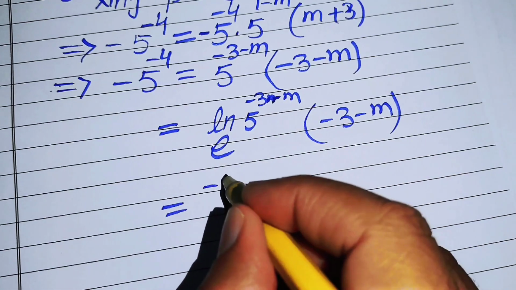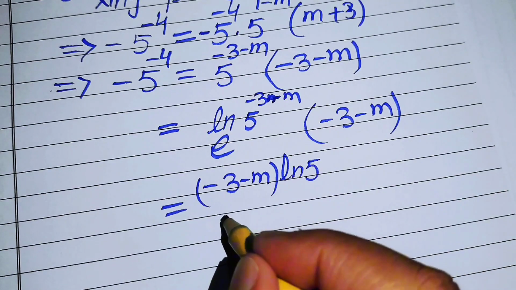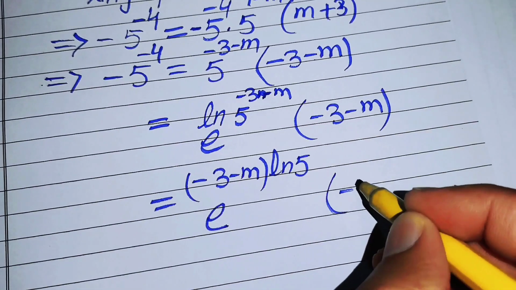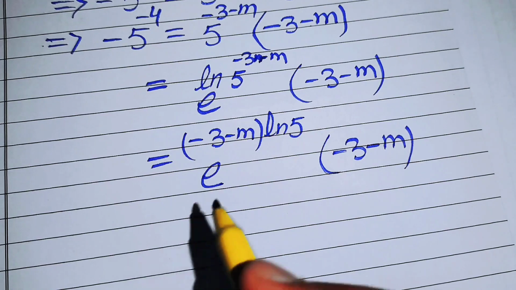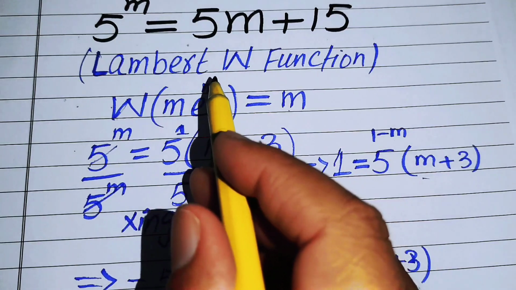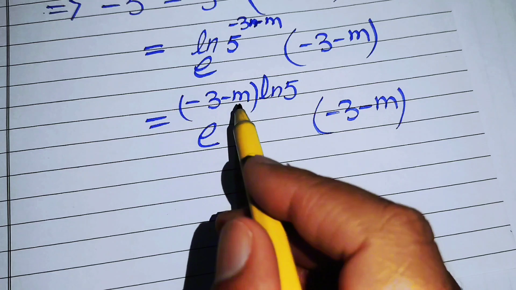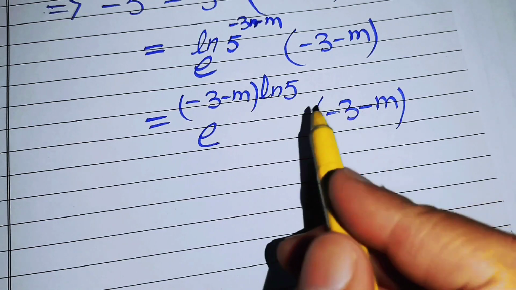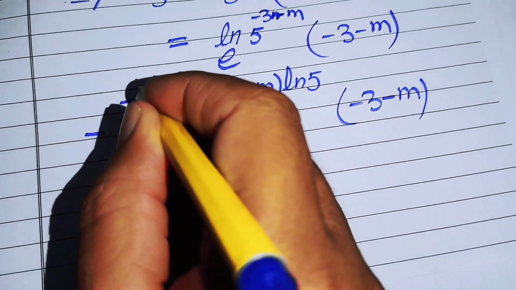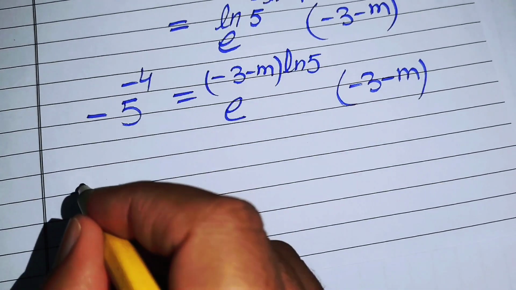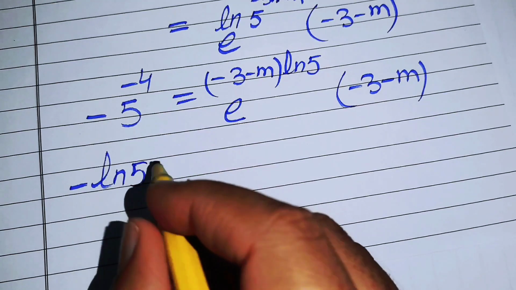Here we will use the nice property of logarithm, so that the exponent of 5 will come into the log. So we write minus 3 minus m times log 5, and this base is e, into minus 3 minus m. So in the next step we will just make the Lambert W form. So here we get the exponent of e multiplied by m. Now we need to make log 5 in front of the minus 3 minus m factor, so we will just multiply both sides by log 5.